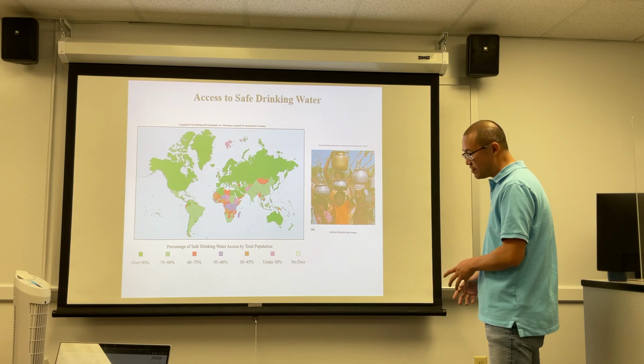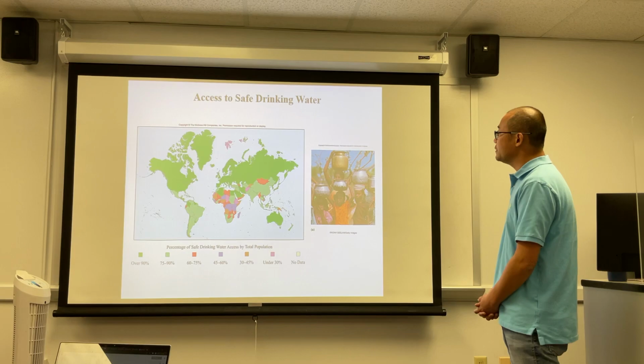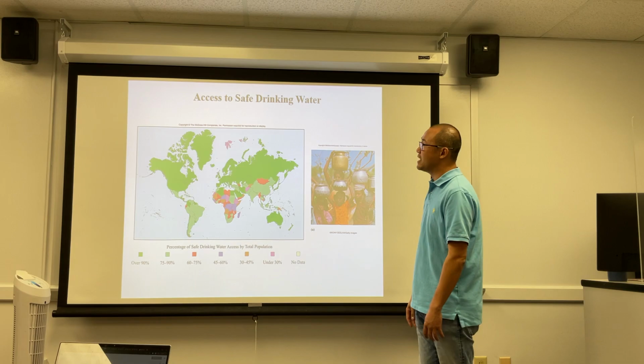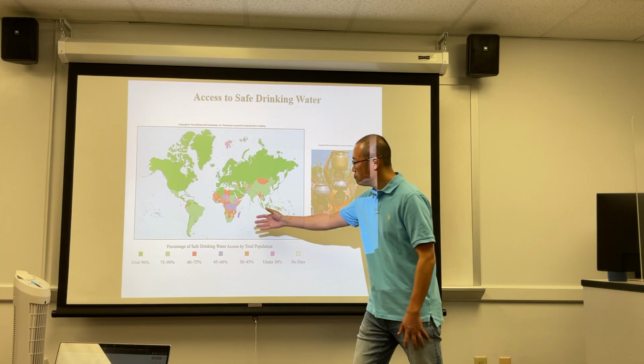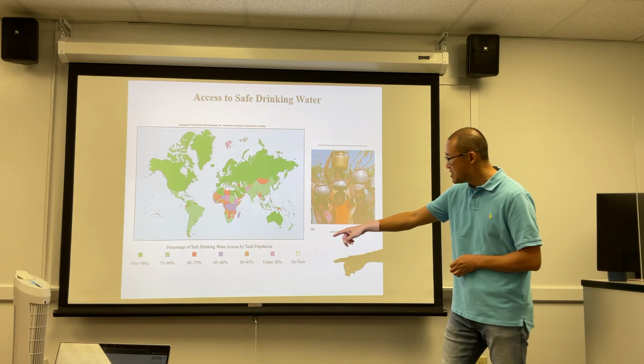what I mentioned earlier. In the United States, we have never had a problem accessing safe drinking water. You can see that over 90% of North America has easy access to safe drinking water. But you can see that in some Asian countries and also many African countries, their percentage of having access to safe drinking water is very low. Some countries even have 50% or less than 50%.